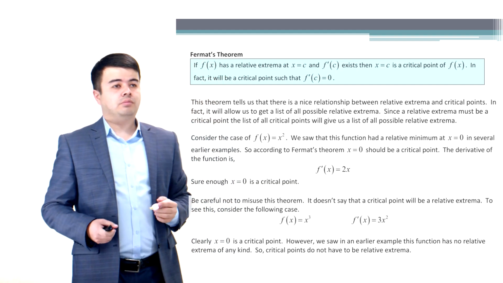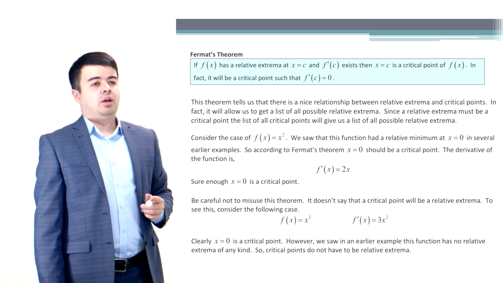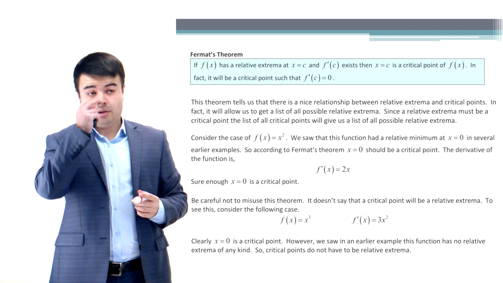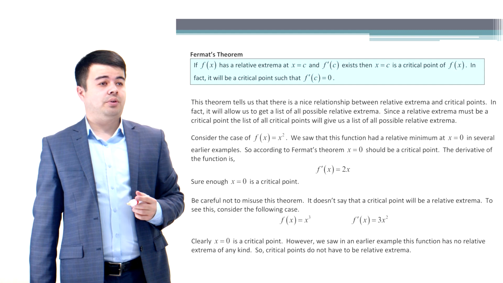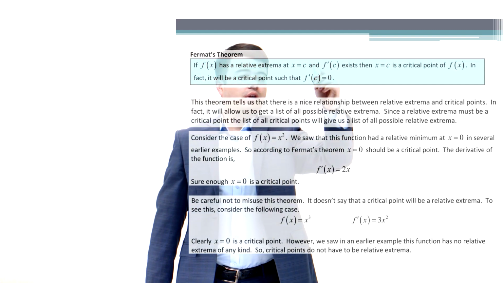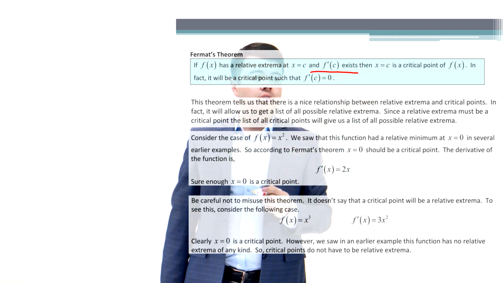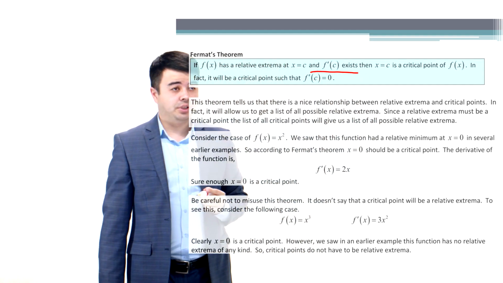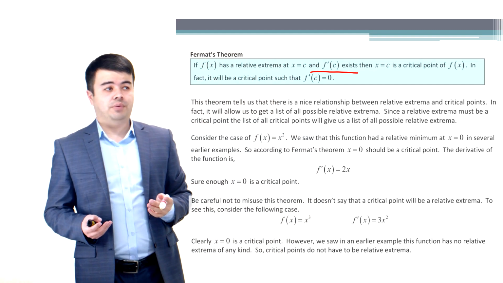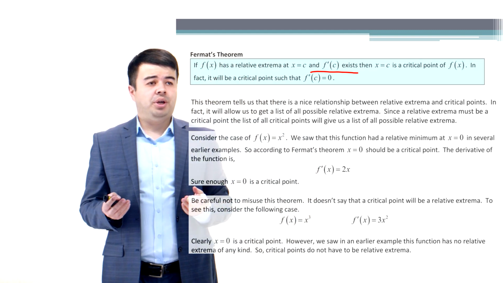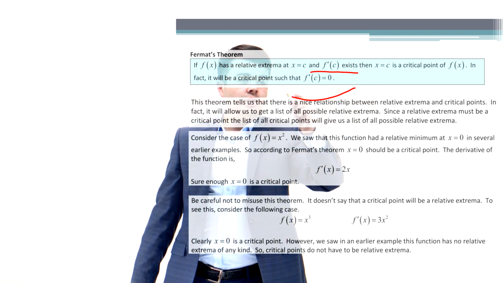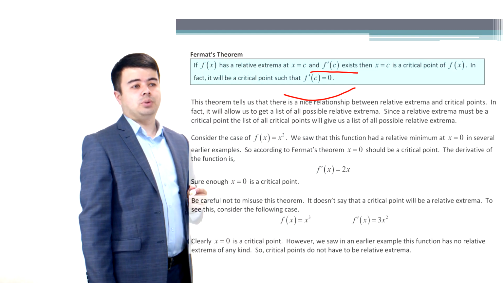Now let's consider Fermat's theorem. It's very necessary for us for the future work. If f of x has a relative extrema at x equals c, and here f prime exists, so it has a first-order derivative, then x equals c is a critical point of f of x. In fact, it is a critical point such that f prime c equals 0.